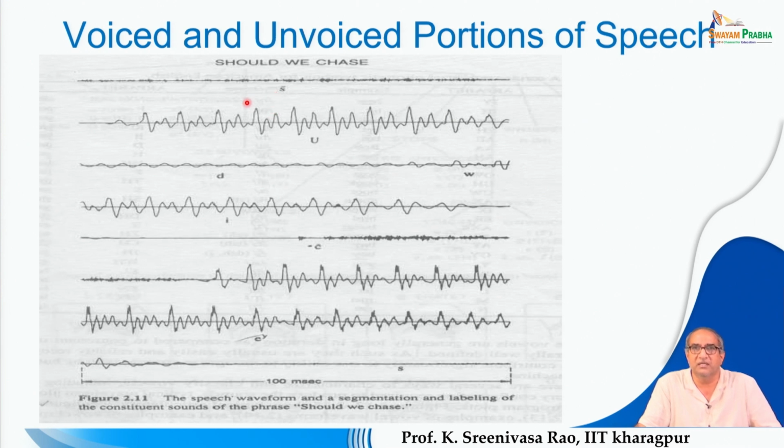You can see the characteristics of individual sounds, like initially it will be sh. So you can see a random noise in the time domain signal, sh, then followed by u. You can observe a periodic pattern corresponding to the vowel u, and then afterwards it is followed by da.